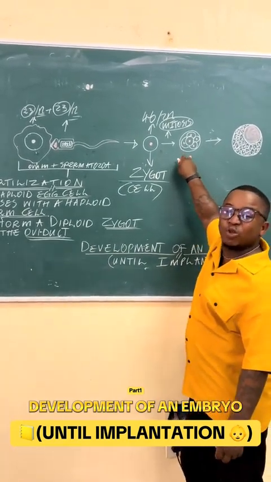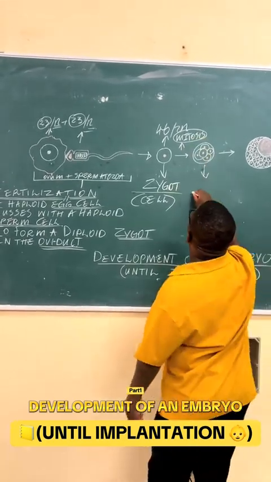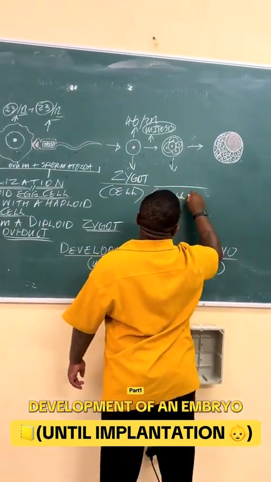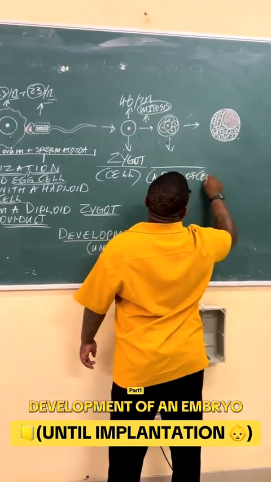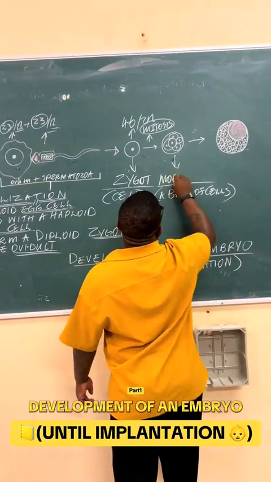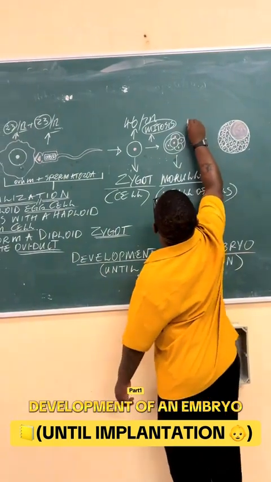The morula. So the zygote will undergo mitosis to form what we call a ball of cells. This ball of cells is given a special name. It is called the morula. Now, the morula will then undergo mitosis.